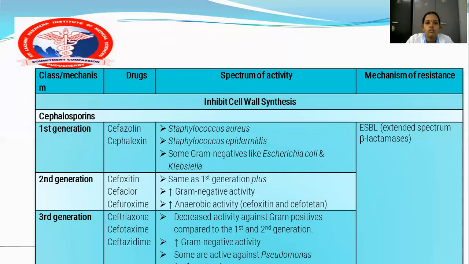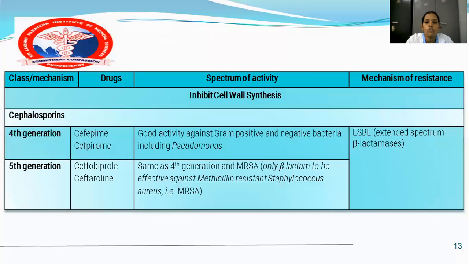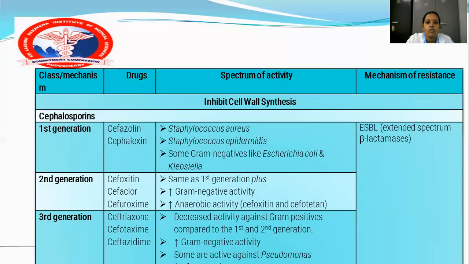Cephalosporins: there are generations for cephalosporin drugs. First generation, second generation, third generation, fourth and fifth generation. The first generation's spectrum of activity is to inhibit cell wall synthesis. Which organisms does it take? Staphylococcus aureus and gram-negative bacteria, and it will decrease the ESBL also.